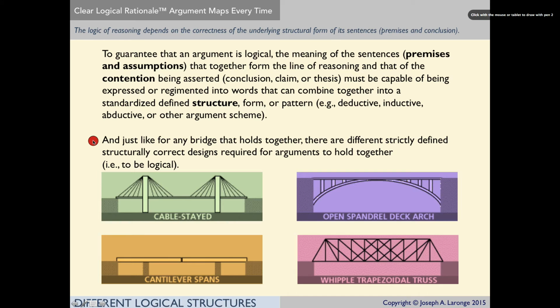And just like for any bridge that holds together, there's different strictly defined, structurally correct designs required for arguments to hold together, to be logical. Here you have different kinds of designs for bridges, and the same is true for arguments. You can have deductive structures or inductive or abductive, and others we're not even discussing here. But to learn all those different designs takes a lot of work, a lot of time. You're never sure if your audience is going to be familiar with that. But with the logic bridge, you only have to learn one. And because it relies on, as we'll discuss, types of cognitive abilities that we generally acquire by age of 5, the reasoning's obvious to anybody who's older.